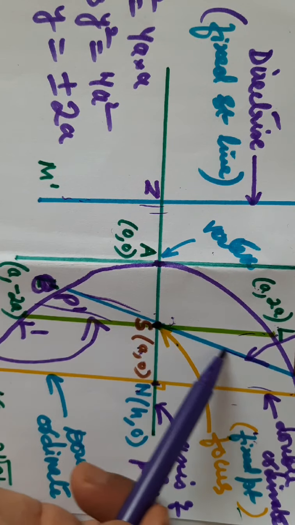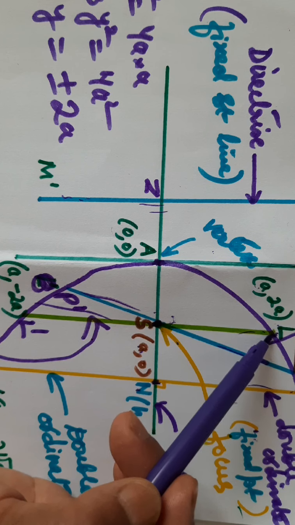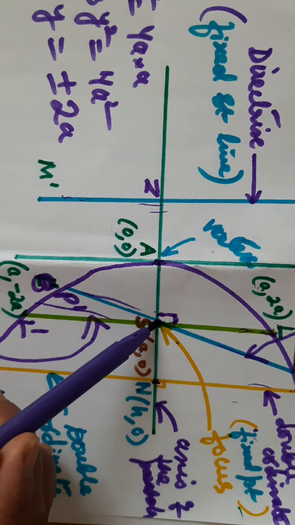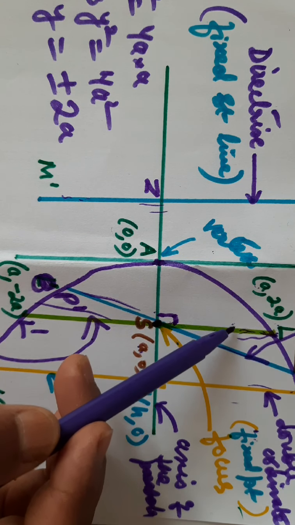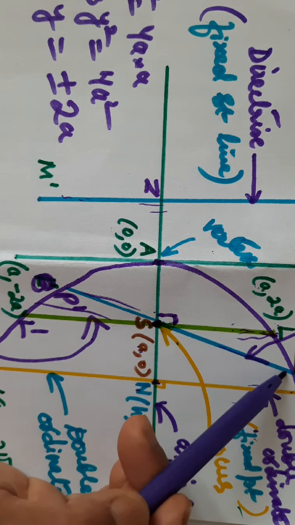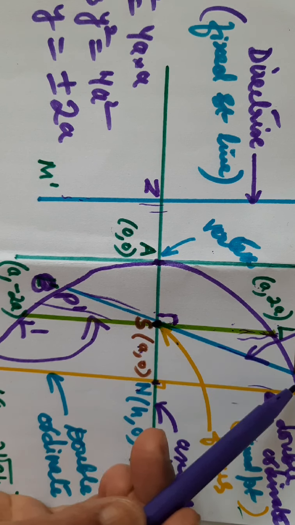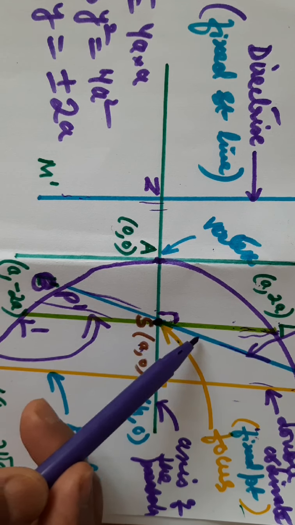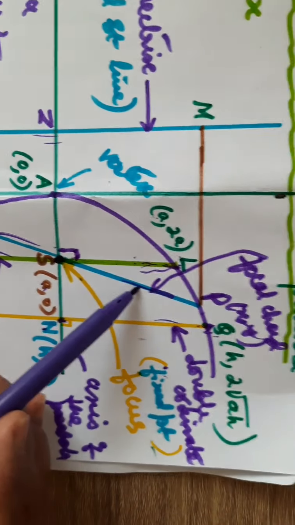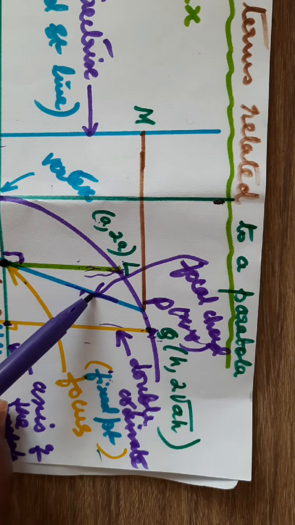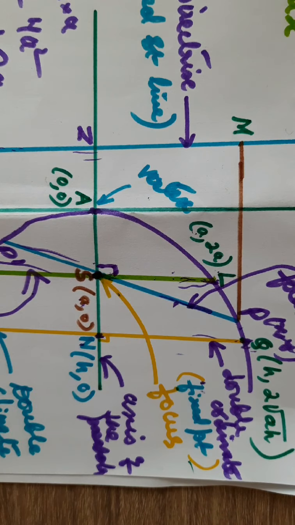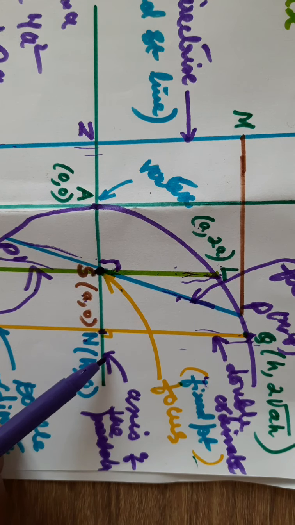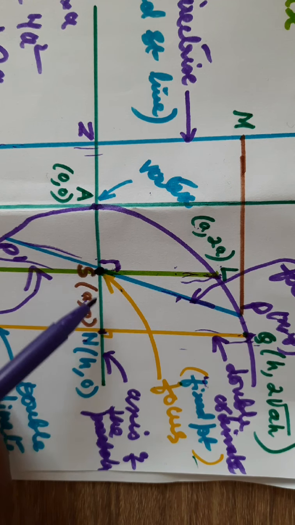The latus rectum is a chord which is perpendicular to the x-axis, and at the same time it passes through the focus. In this figure it is presented by this green colored line. A focal chord is a chord which need not be perpendicular to the x-axis, but it passes through the focus. It is represented by this blue colored line. And this yellow colored line represents a double ordinate, which is again a chord perpendicular to the x-axis, but it does not pass through the focus.